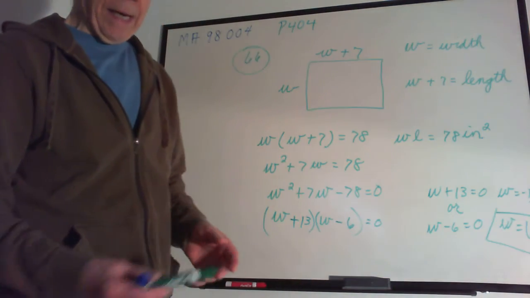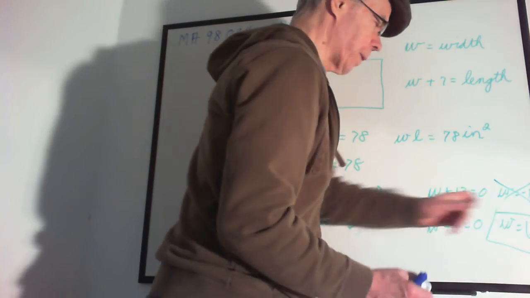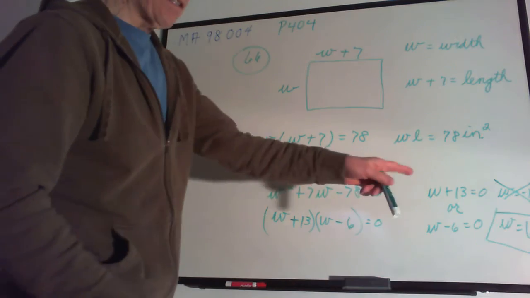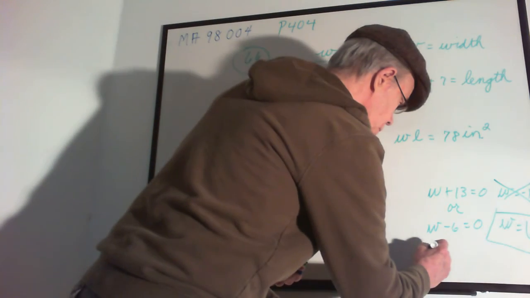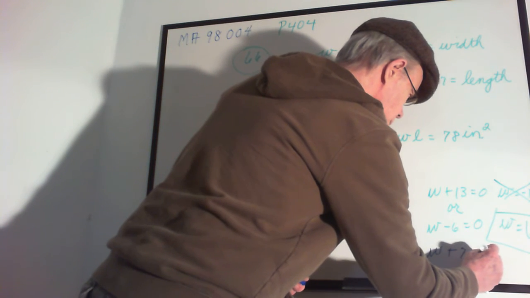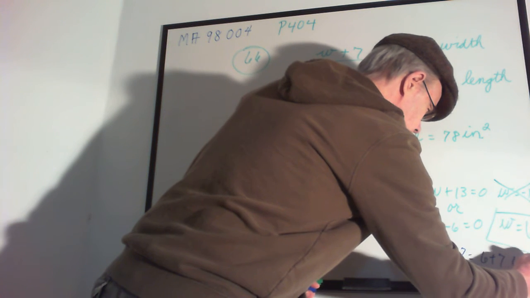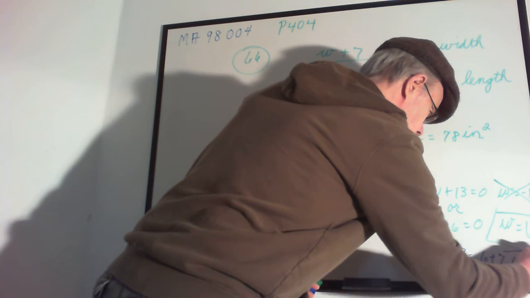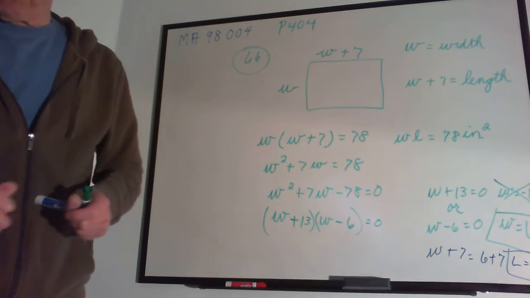Length can never be negative. So this one does not work. This one does work. That's the width. I want the length, which is going to be W plus 7, which equals 6 plus 7. So length is equal to 13. Don't forget, you want both measurements.